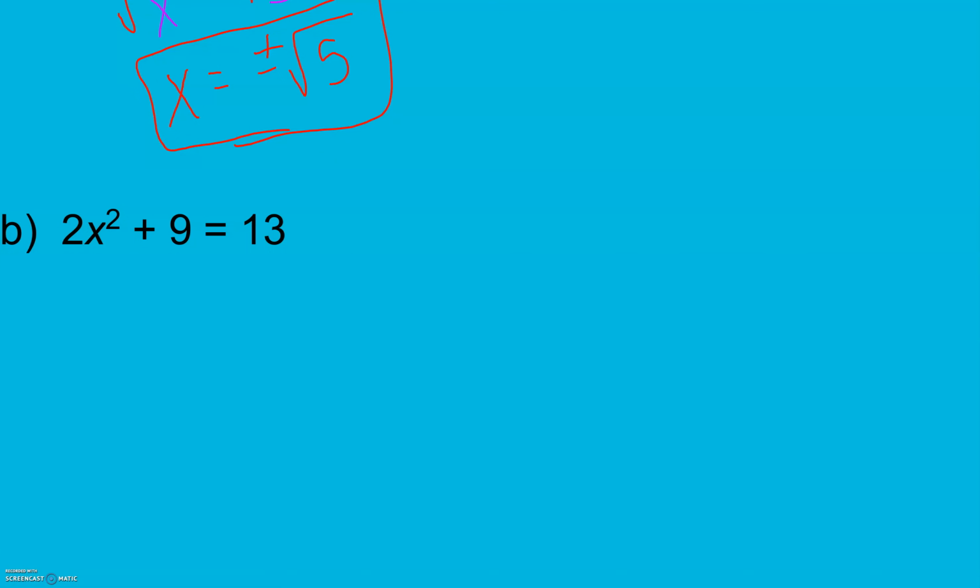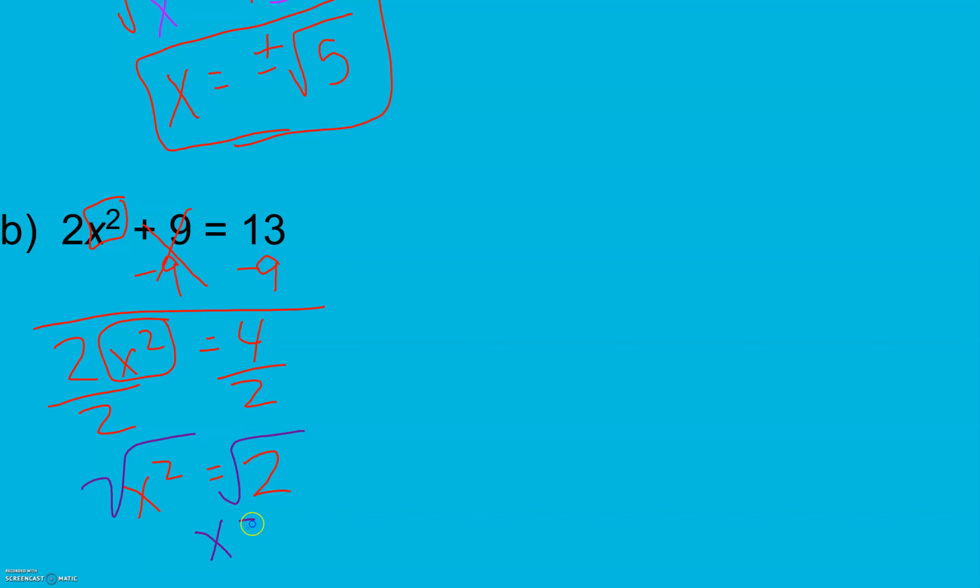Same idea here for B. I'm going to go ahead and subtract 9 first to get that x squared term by itself. I have multiplication, I get rid of it by dividing. Now, to get rid of the square, I take the square root, and I get plus or minus the square root of 2.